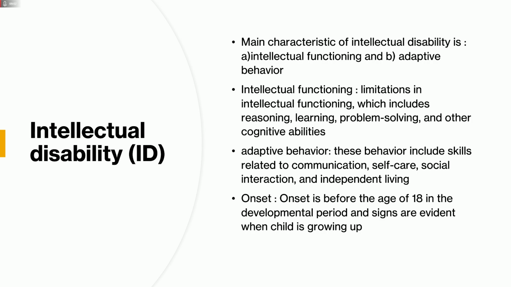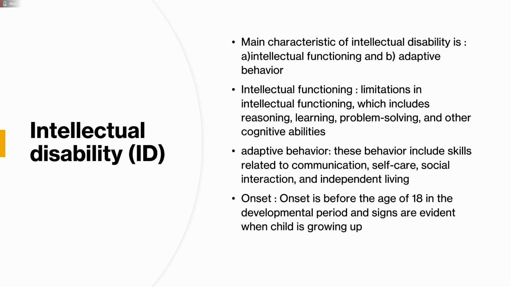And second is adaptive behaviors. These behaviors include communication. They will not be able to communicate properly with other people. They will not be able to take care of themselves. They will not be able to, let's say, change their clothes daily. They will not be able to bathe. And social interaction will be affected, and they will not be able to live independently.